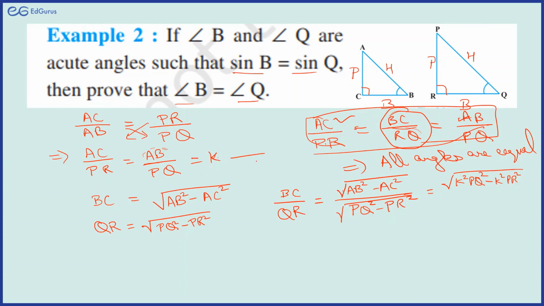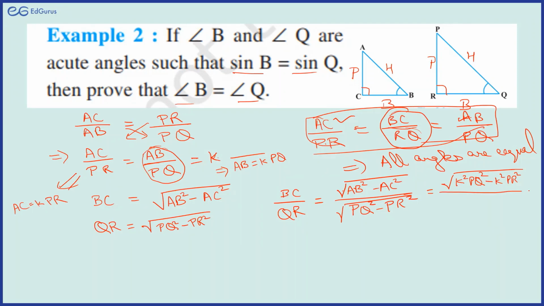right? Ma'am, from here, it will be K square PQ square? Like it should be the K square into AB square. No? AB upon PQ is equal to K, right? So AB will be K times PQ. Yes, ma'am. This implies AB is equal to K times PQ, right? And here AC upon PR is equal to K. So this implies AC is equal to K times PR. Yes, ma'am. It's clear now.